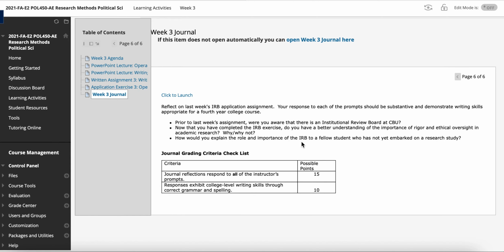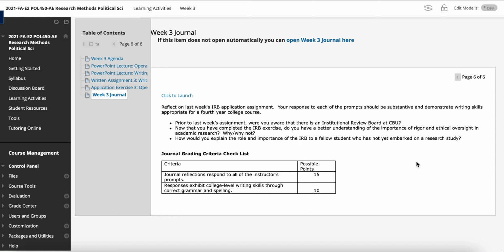And then finally, your week 3 journal. For the week 3 journal, reflect on last week's IRB application assignment. Once again, we want to see some substance in your responses to each of the prompts, and I need to see that you are writing at a college level. Prior to last week's assignment, were you aware of the Institutional Review Board here at CBU? Now that you have completed the IRB exercise, do you have a better understanding of the importance and rigor and ethical oversight in academic research? And how would you explain the role and importance of IRB to a fellow student who has not yet embarked on a research study?